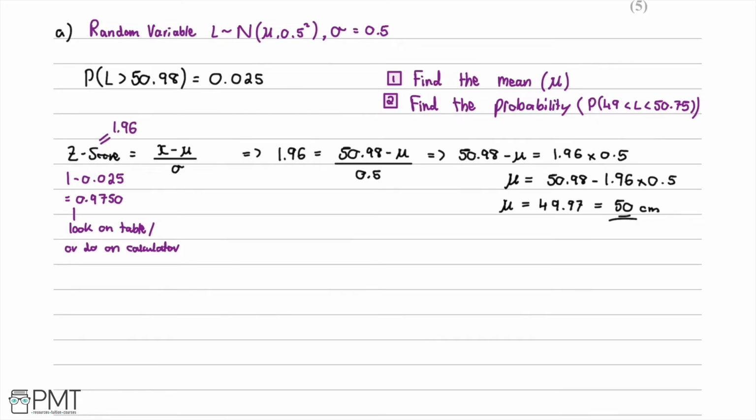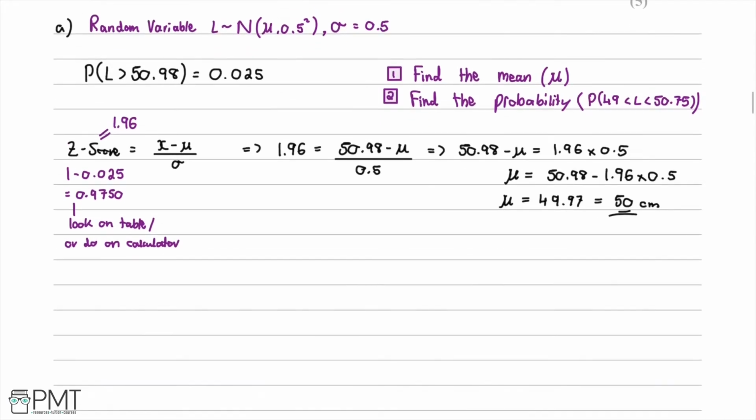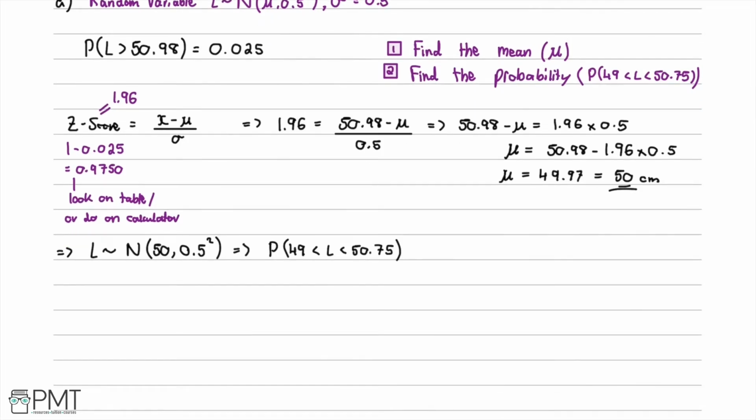So now we can rewrite our distribution with the known value of mu. L is normally distributed with mu equals 50 and standard deviation of 0.5, so our variance is 0.5 squared. Now we want to find our probability: the probability that L is between 49 and 50.75. Using our knowledge of manipulating probabilities, this is equal to the probability of L less than 50.75, take away the probability of L less than 49.